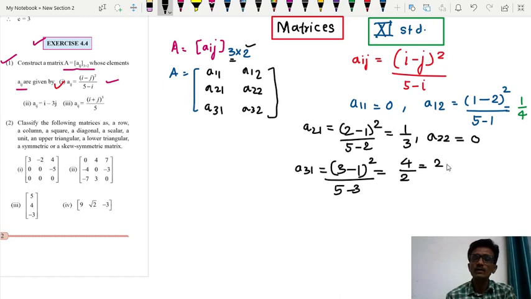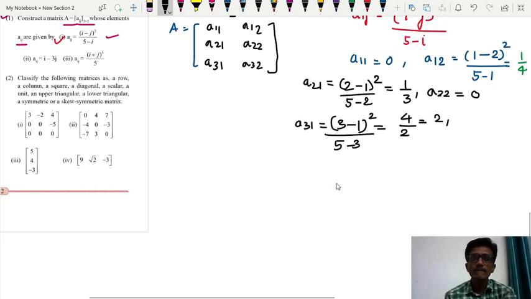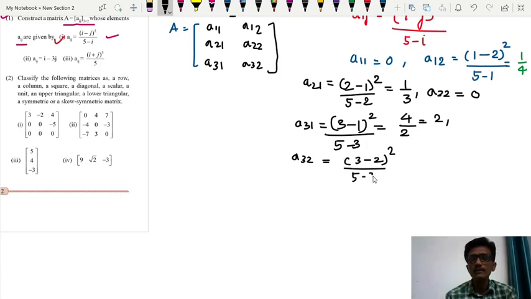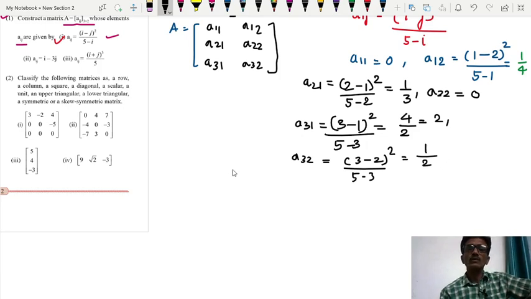Then A32. So what is A32 then? A32 is where i is 3 and j is 2, square upon 5 minus 3. It is 3 minus 2, 1, so 1 by 2, since 5 minus 3 is 2. So thus we are getting the required matrix.